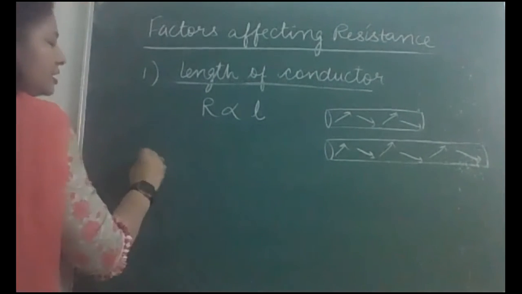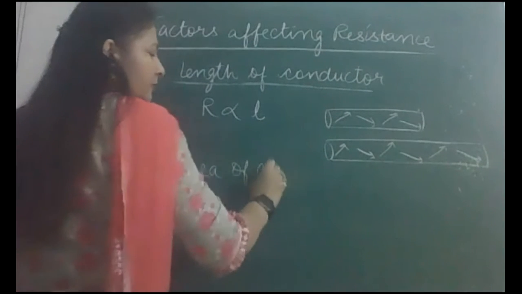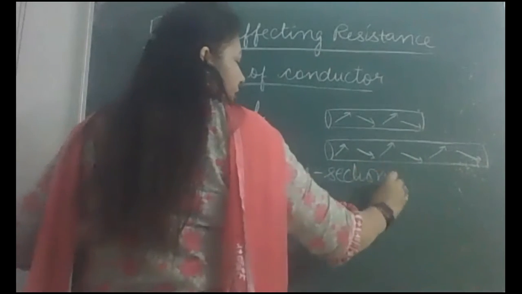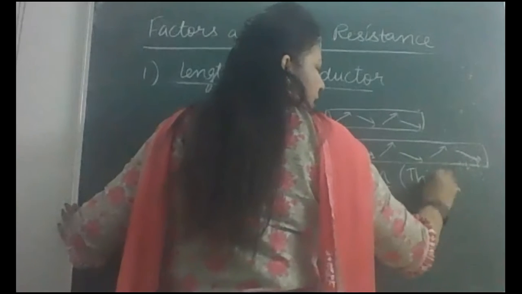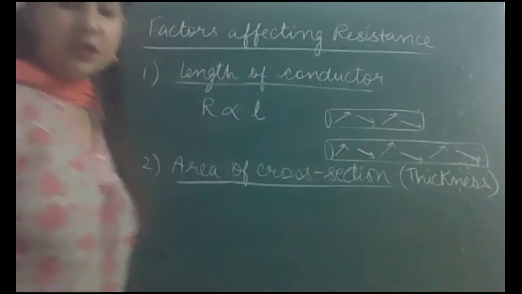Now the second factor is area of cross section of the wire. Area of cross section means thickness in simple words.